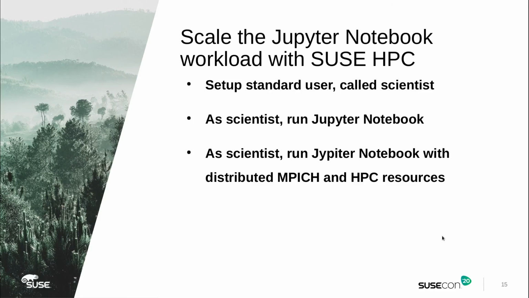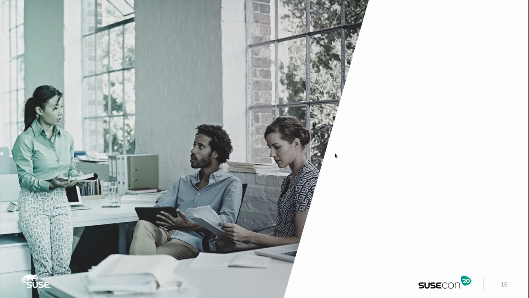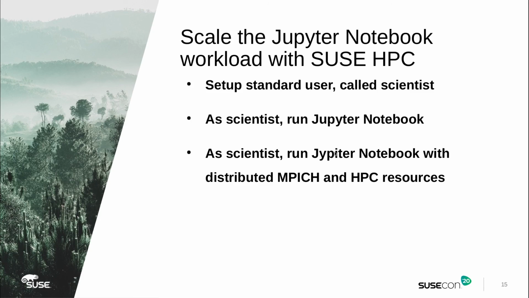And with that, we've accomplished what we set out to accomplish, not only for this section of the demo, but for the entirety of the demo itself. In this last step, we set up a standard user called Scientist. As the Scientist user, we ran the Jupyter Notebook, and, oh, I spelled Jupyter wrong there. That's terrible. Sorry about that. As a data scientist, we were able to run the Jupyter Notebook and take advantage of the high performance computing compute nodes using MPI in the cluster.